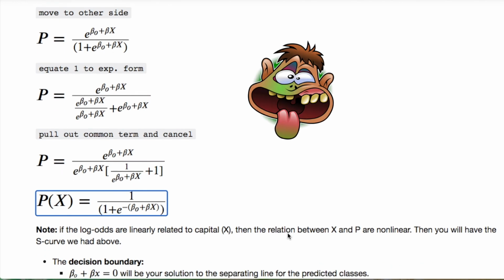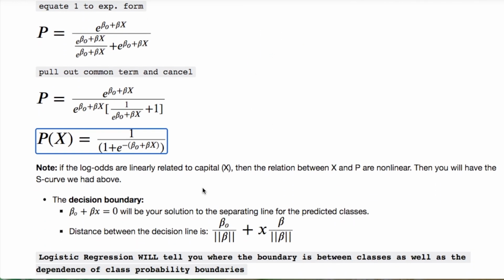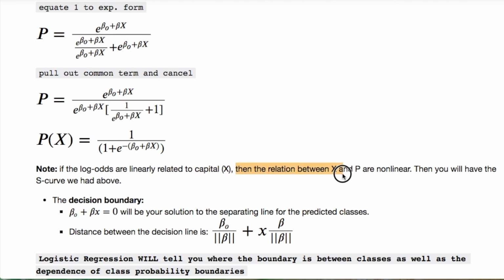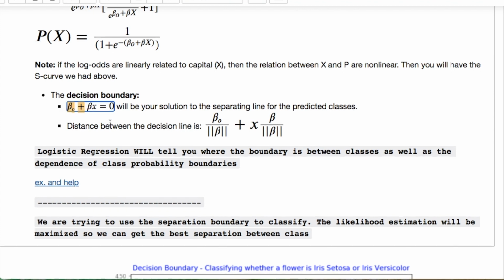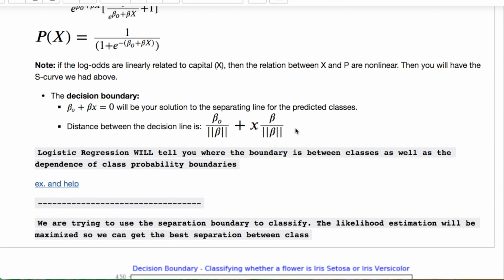okay? So far, if the logs are linearly related to the capital X, then the relation between X and P is nonlinear. Then you will have that S-curve that we had for our logistic function, which is here. The decision boundary will be based off of your beta naught plus beta X equaling 0, which will be the solution to the separating line for the predicted classes. The distance between those lines is this right here. Logistic regression will tell you the boundary between classes as well as the dependence of the class probability boundaries.